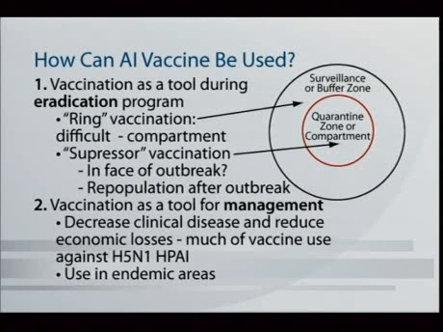Secondly, vaccination can be used as a tool in management because vaccination can decrease the clinical disease and reduce economic losses. Much of the vaccine that's being used around the world for H5N2 high-path AI is being used as a management tool to reduce the amount of virus replication and shedding into the environment as a prelude to eventual eradication down the road. This is generally a type of strategy used where the virus has become endemic in domesticated poultry populations and where the need for long-term control by reducing virus shedding in the environment is necessary.